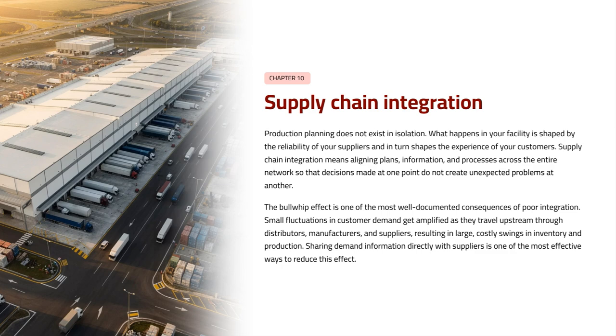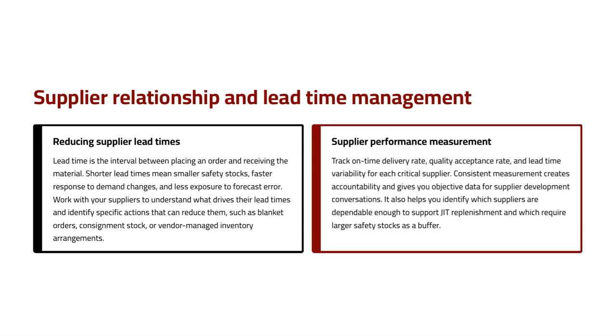One of the best ways to reduce this effect is by sharing demand information directly with your suppliers, creating a smoother and more responsive supply chain. Let's talk about supplier relationship and lead time management, starting with reducing supplier lead times. Lead time is basically the time between placing an order and receiving the material.